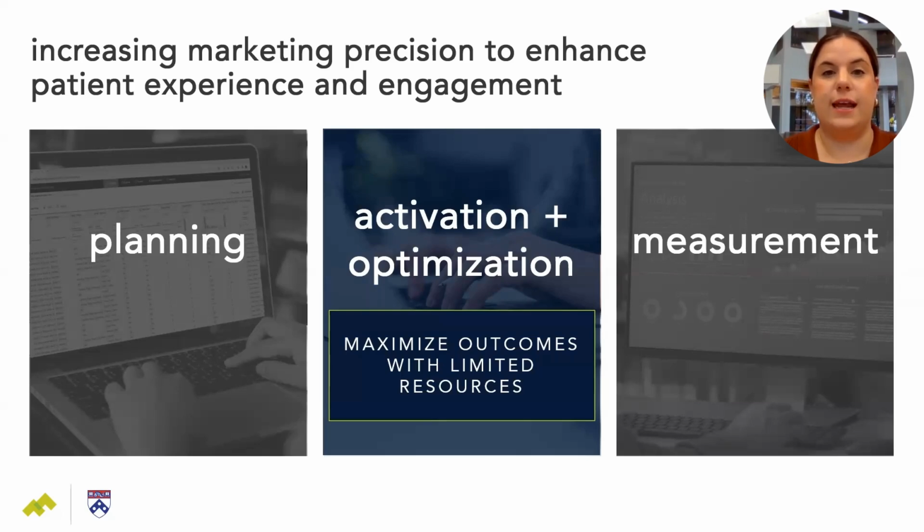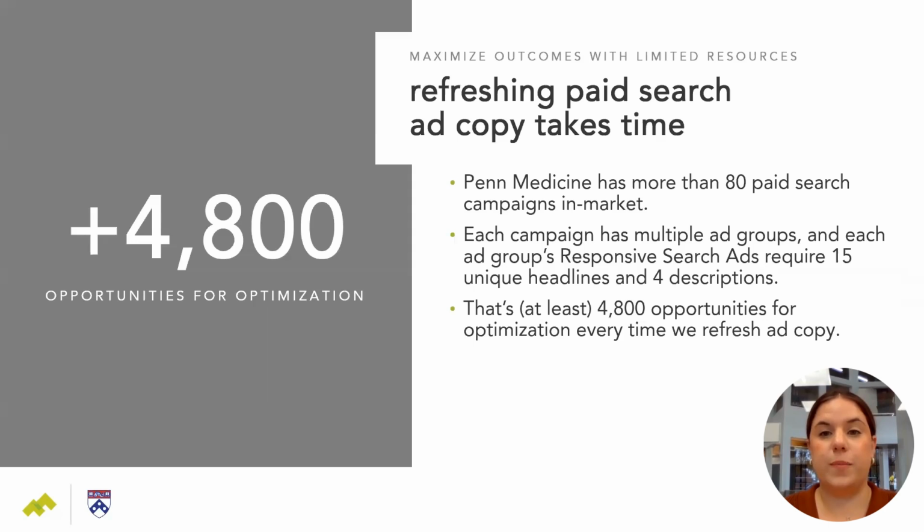We aren't able to dedicate hours upon hours and whole teams of people to making optimizations, but they're necessary and we need to make sure that we're doing them often in order to help improve performance. So for Penn Medicine, one of the main ways that we're using AI to optimize is when it comes to ad copy for paid search.